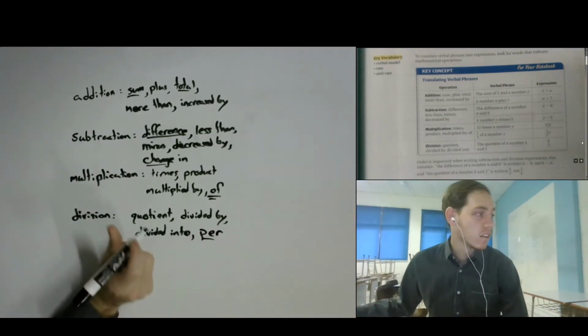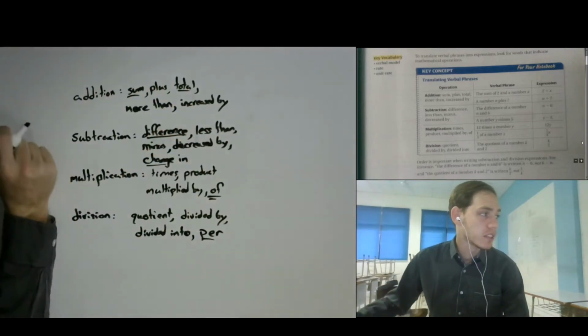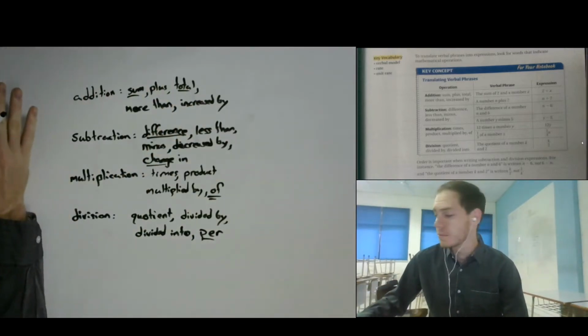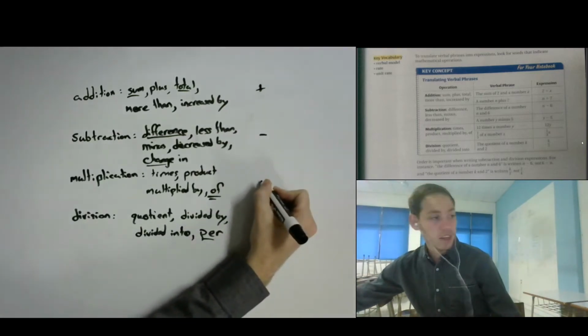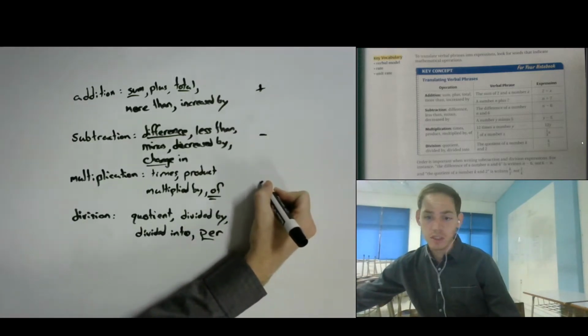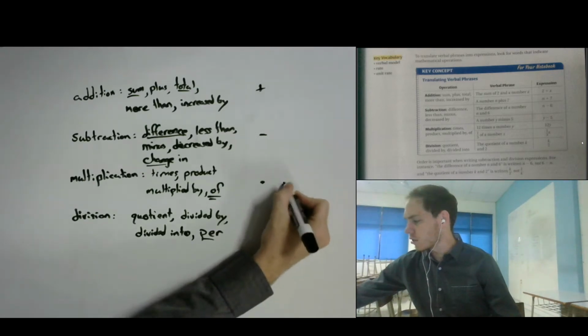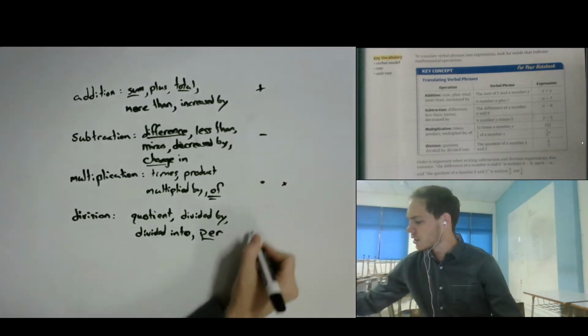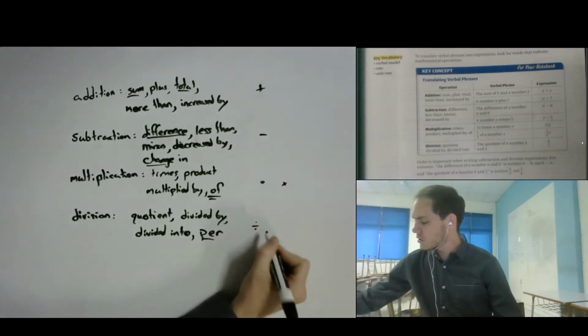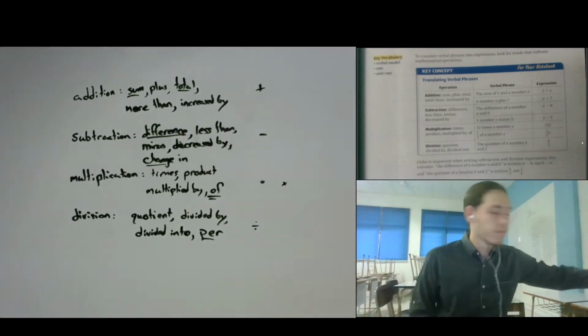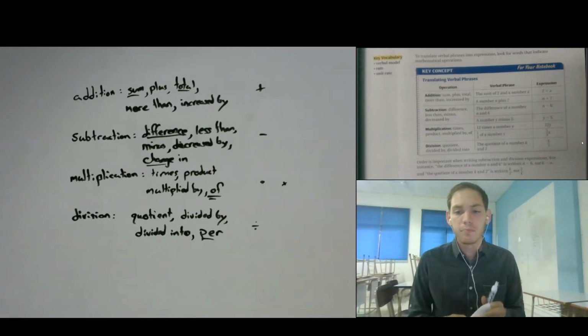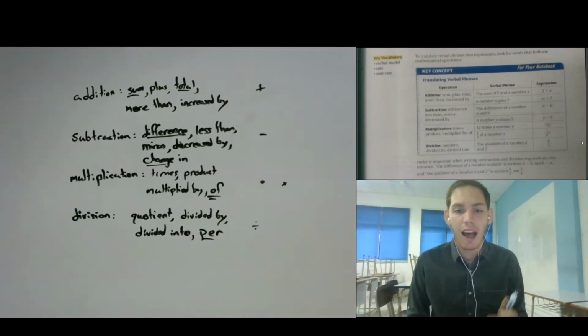So these are all in your book, so I'm not going to leave them up very long. But again, this is just our plus, our minus, our times, which will either be a dot or a multiply, and then division. Now, basically the key thing is how these are said.